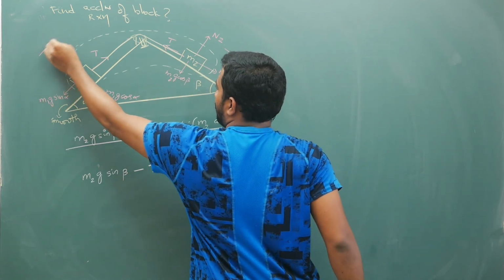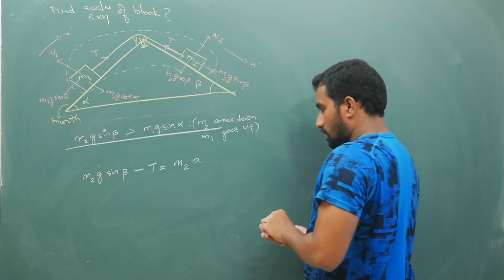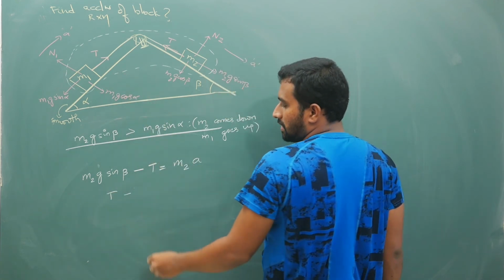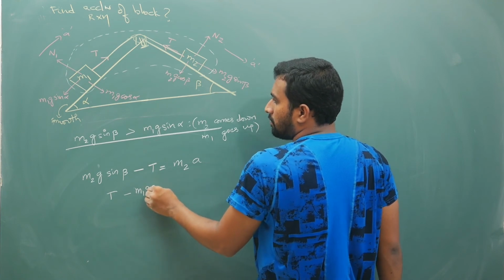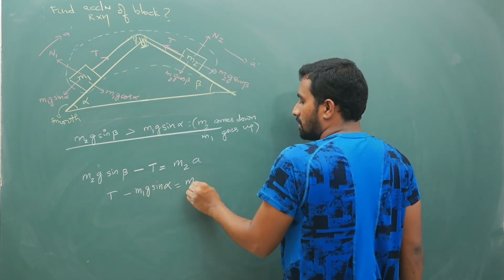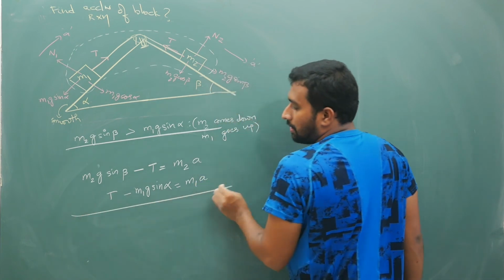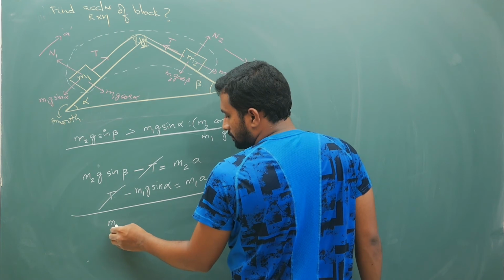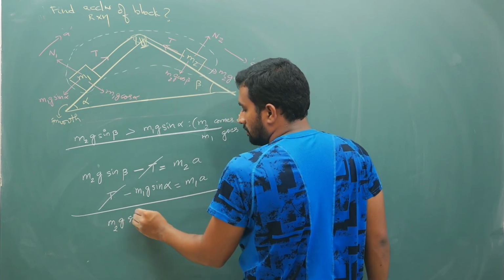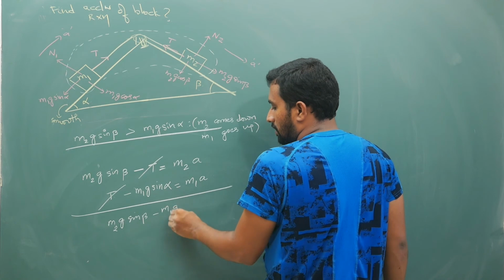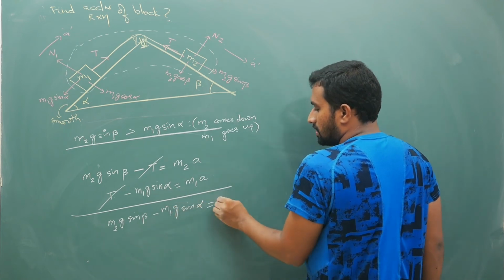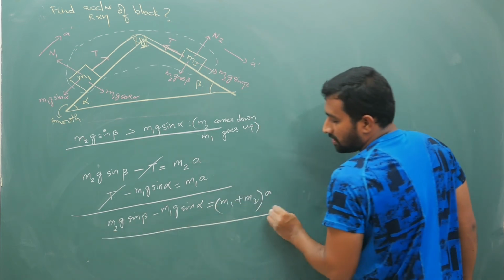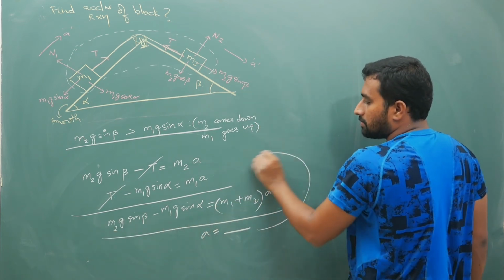Okay, and if this comes down, this goes up. So your next equation is T minus m1g sin alpha is equal to m1 into A, because it is the same string, so you will have the same tension. Now add these two, T will go off. You are going to get m2g sin beta minus m1g sin alpha is equal to (m1 plus m2) into A. From here you get the value of A, substitute it back, and get the value of T.